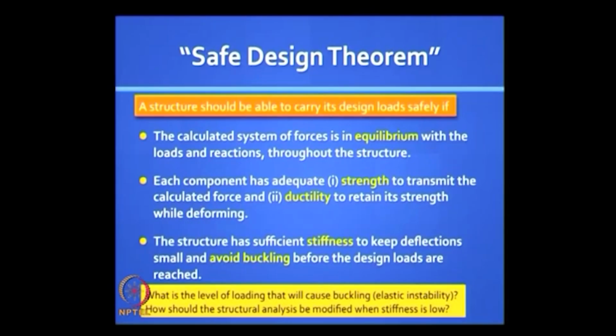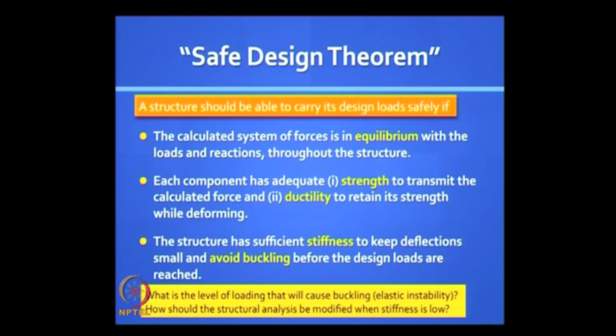So we are going to look at those kinds of problems in continuous beams and in frames, multi-storied frames, where you have this possibility of buckling, which you must necessarily avoid if you want to have a safe design, because you can have a disastrous failure of that structure. So what is the level of loading that will cause such an instability, and how should the structural analysis be modified when the stiffness is low? When the stiffness is low, you will have second order effects coming in. We will look into that.